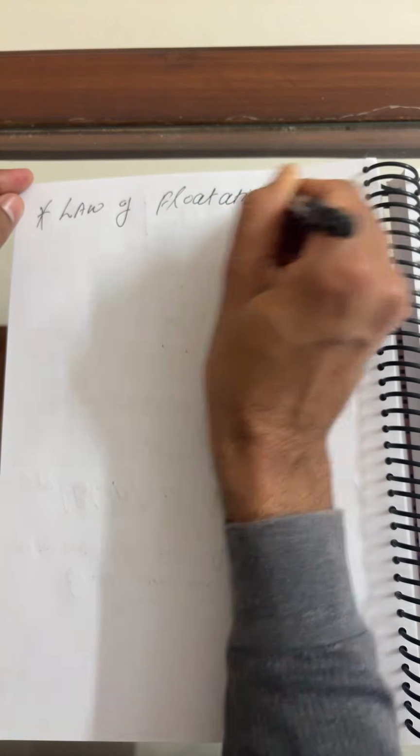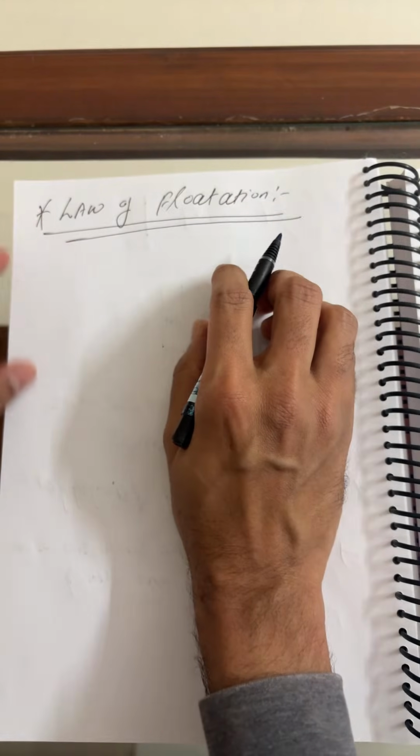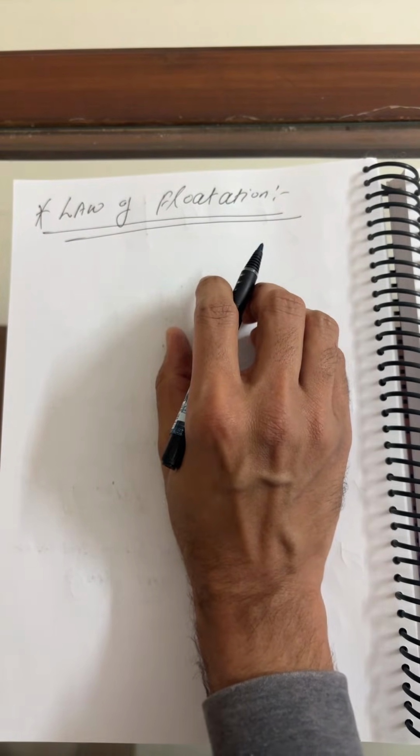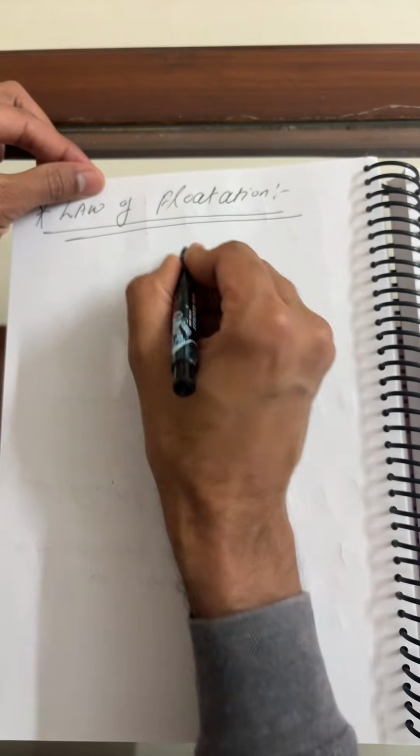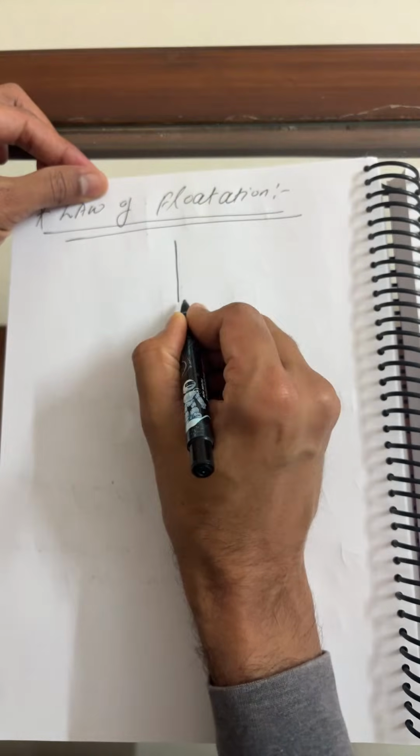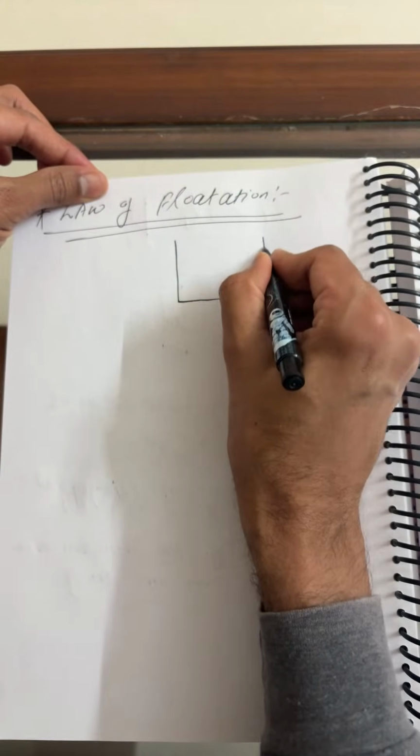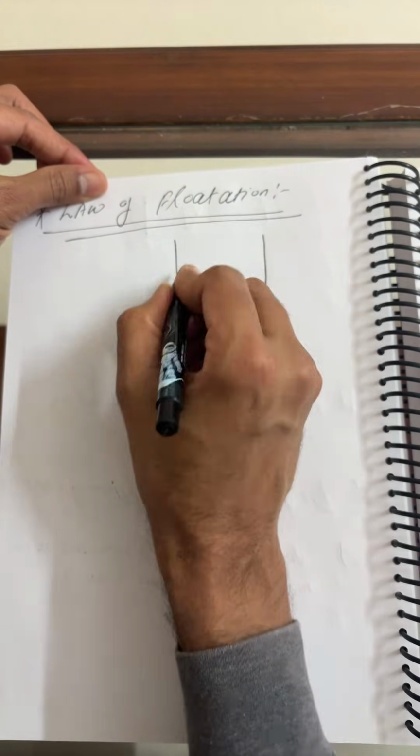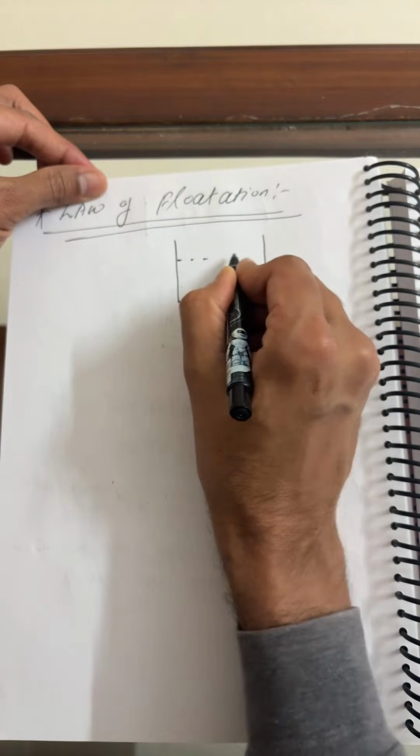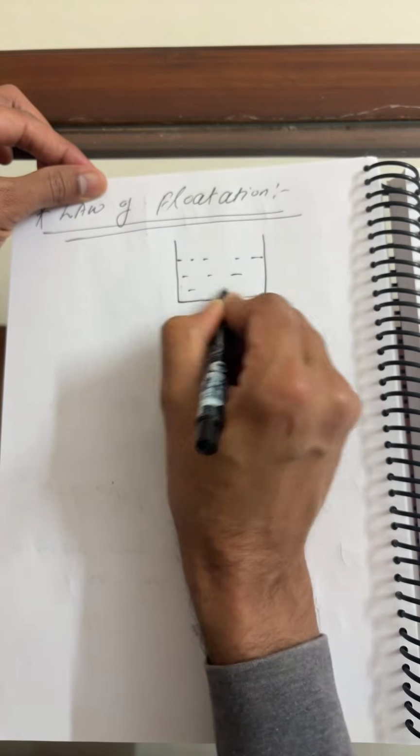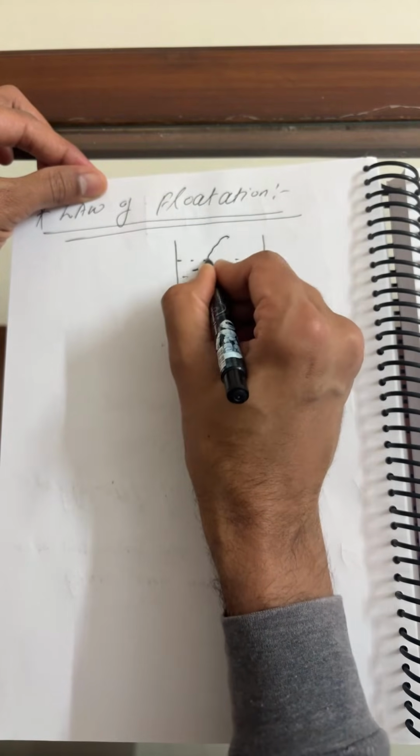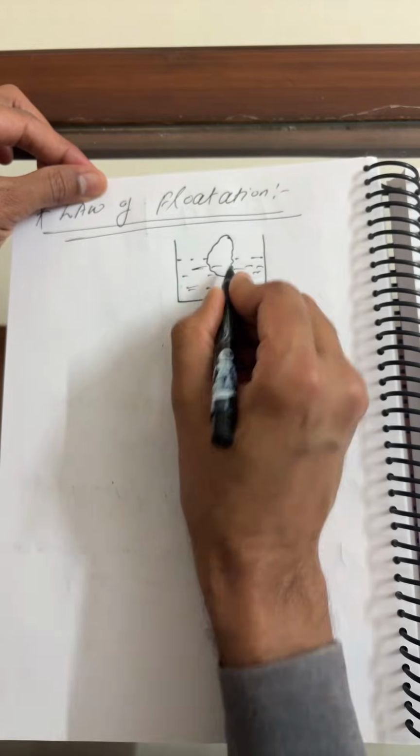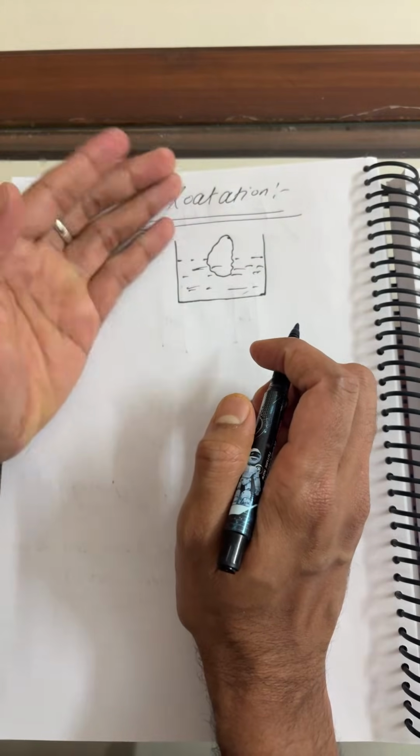This is the law of flotation. Understand it with the help of an example or diagram. Let us suppose this is a container. In this container, take the condition like this: it is filled with water. This is the material, a few inside and a few outside, right?